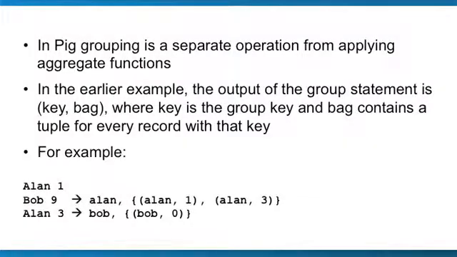And Pig grouping is a separate operation from applying aggregate functions. In the earlier example, the output of the group statement is a key and a bag, where key is a group key and bag contains a tuple for every record with that key. You can see the example below with Alan and Bob, where Alan is looking at a bag of tuples and Bob is a single tuple within a bag itself.